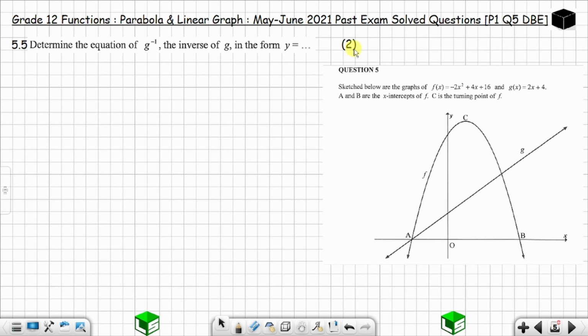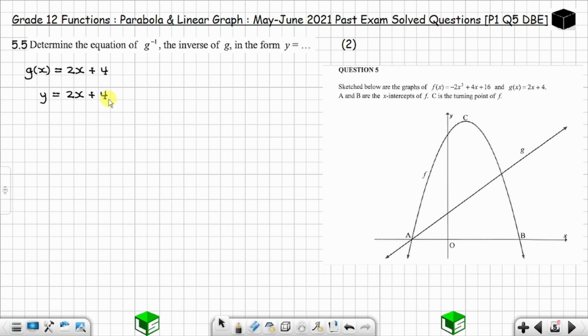Okay, so first of all, what is g of x? This is g of x. It's given there. g of x is equal to 2x plus 4, right? Okay, before we can find the inverse of g, you first need to change this to y. Remember, this is your y. This is the same as y. So y is equal to 2x plus 4. Now you can try to find the inverse of g.